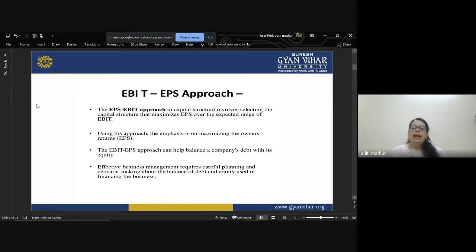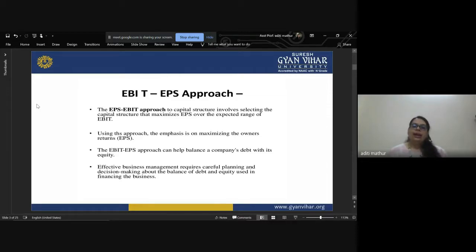Using this approach, we emphasize maximizing the owners' return. EPS is actually the return which owners earn, because the formula is earnings available to the equity shareholders. Equity shareholders are the owners of the company. So to calculate EPS, we divide the earnings earned by the equity shareholders by the total number of outstanding equity shares. When we divide it, we get the earnings per share.